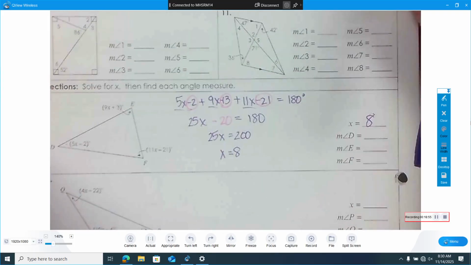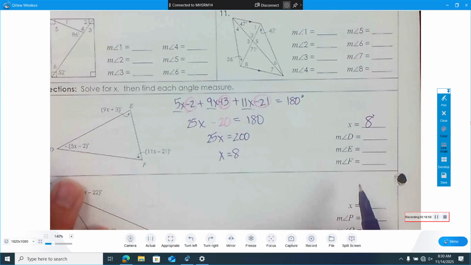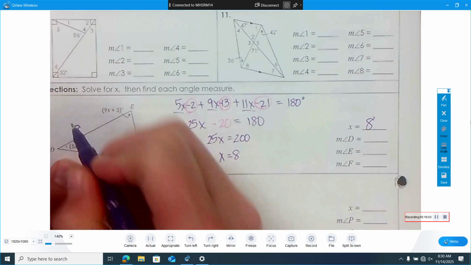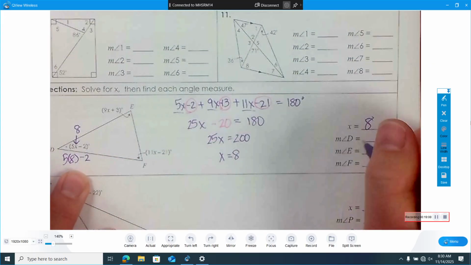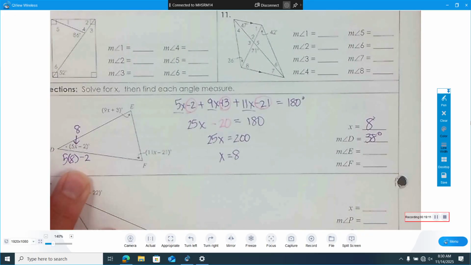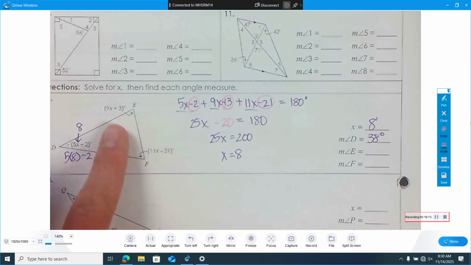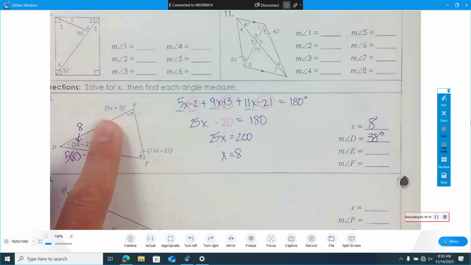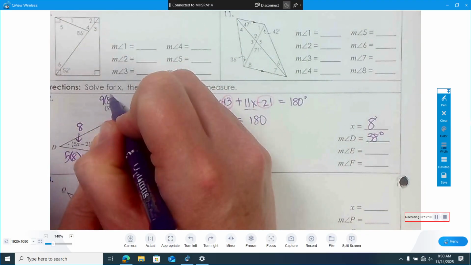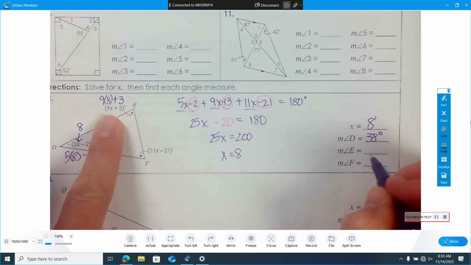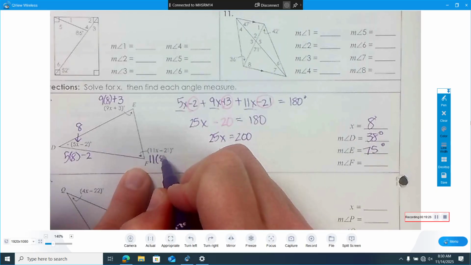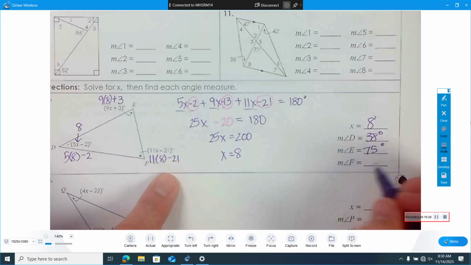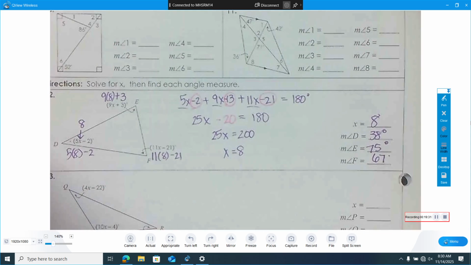So what do we have to do? Plug them back in. So we're going to go back to our angle measures here and plug in the 8. So we have 5 times 8 minus 2, which gives me 38 degrees for the measure of angle D. For E, I'm going to go back and again plug in my x value. So 9 times 8 plus 3, 75 degrees. Good. And then 11 times 8 minus 21? 67. All right.